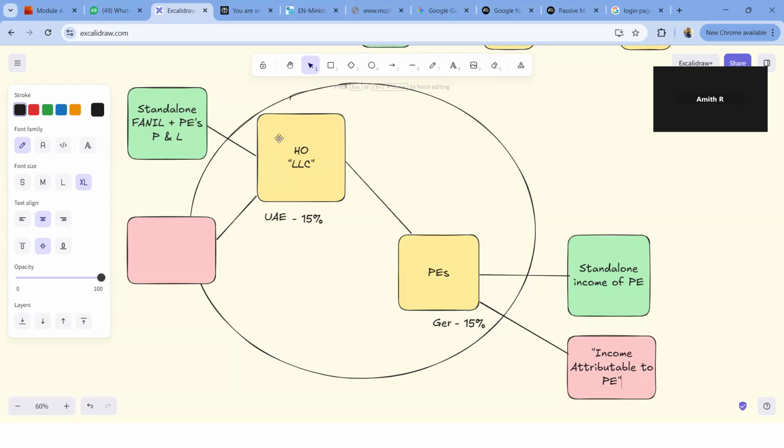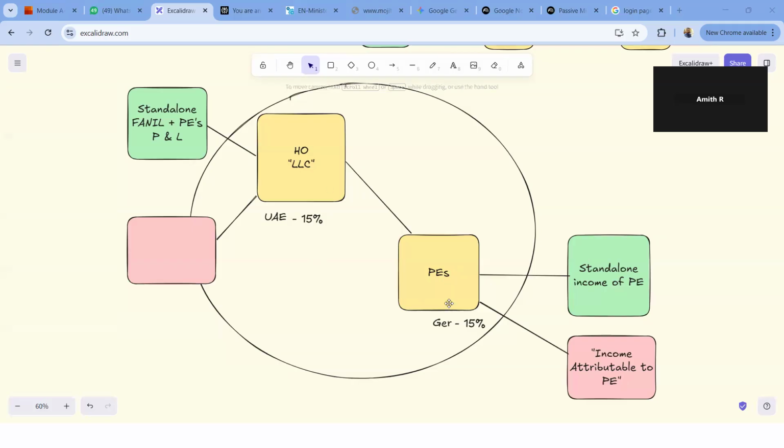Let's say that this HO in UAE is having a customer in Germany, and PE is doing all the sales, everything, but the invoicing is going from HO. In such a scenario, since invoicing is going from HO and not PE, would it be there in the standalone income of PE or in the standalone income of HO? It may be there in HO's books, right? Correct. But is that income attributable to PE, because PE is doing all the work?